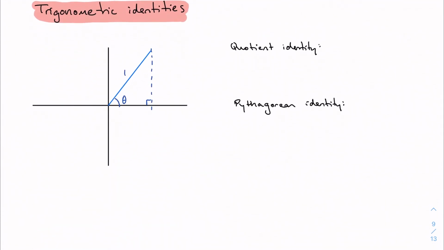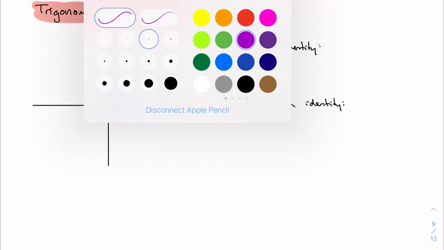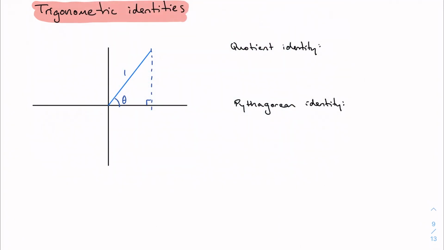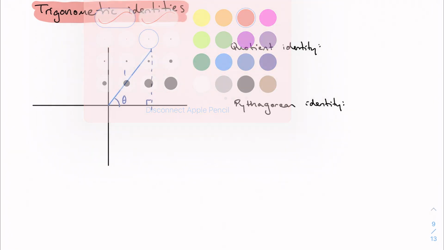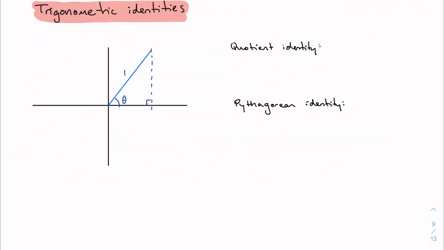Let's get into some talk about identities now. And I want to start with the most basic two, our building blocks, so to speak. If I just consider any angle, actually maybe I'll pick a different color here. If I consider any angle, and we'll pick one that's acute just to keep it simple for now.